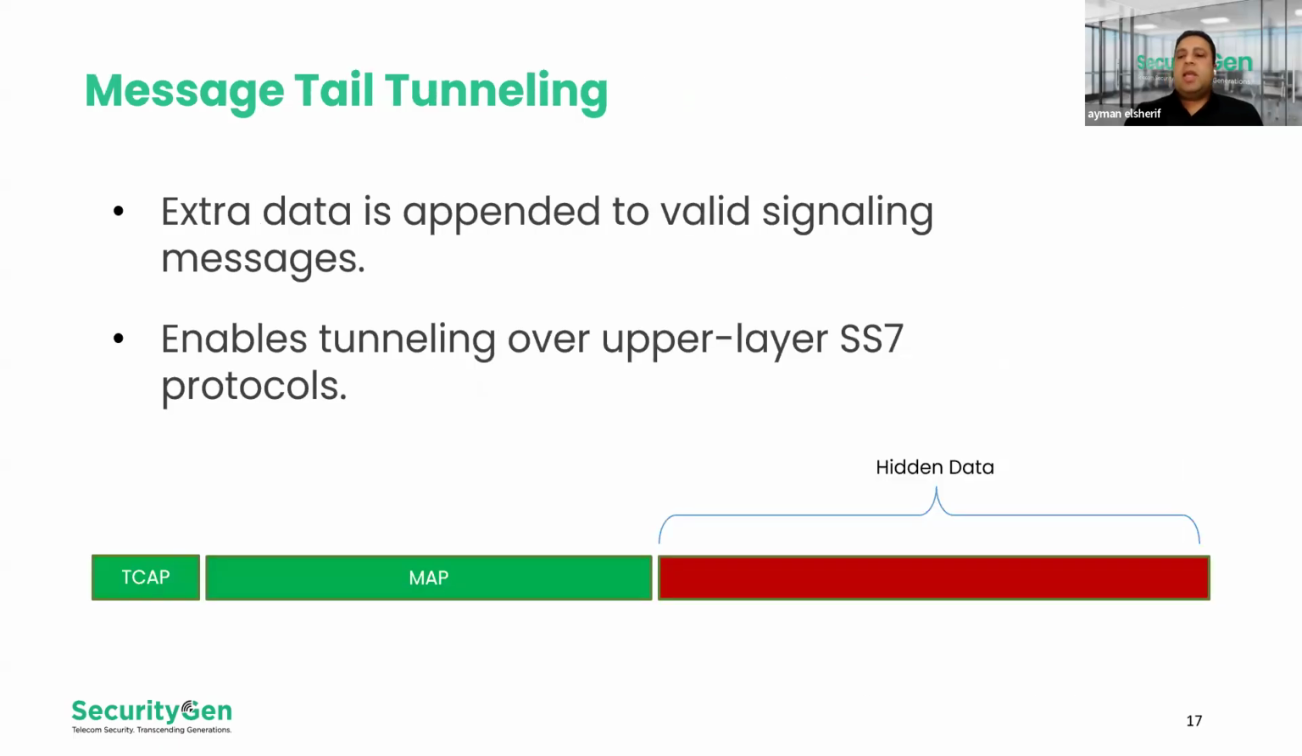So a better approach is to add or append the data to a valid, legitimate SS7 message. Data is usually added after the end of the SS7 message, to tunnel data beyond the MAP layer. As you can see, this is the upper layer. We have a packet with some valid TCAP and the MAP layer. Then we use this part in order to append data to it. We call this method message tailing. Okay.